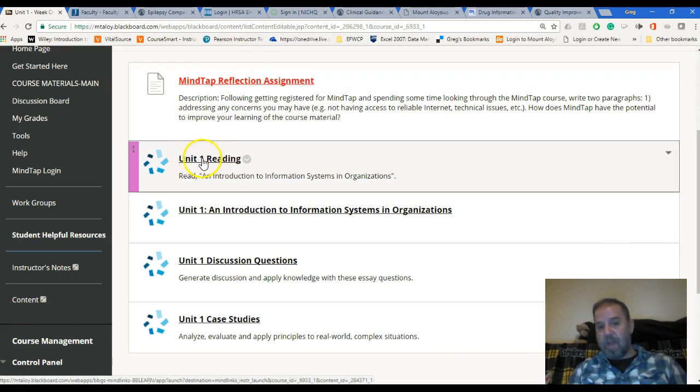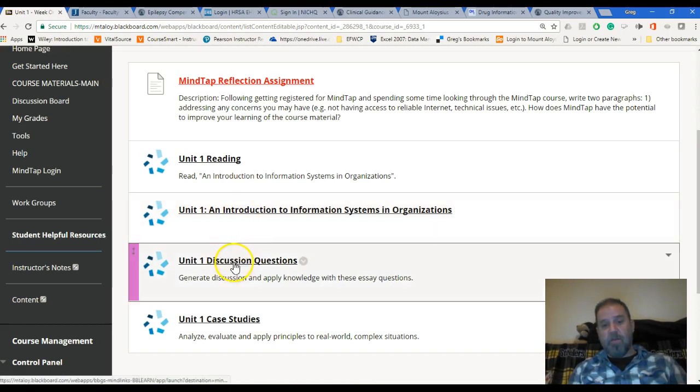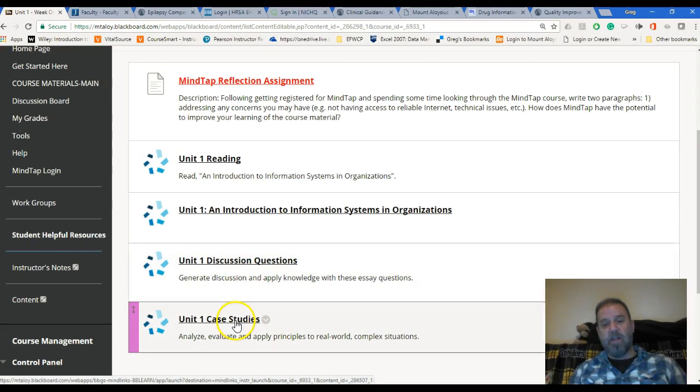This is the Chapter 1 reading. This is a link to the Unit Chapter 1 out in MindTap. This is what is due in MindTap. You have 2 assignments due in the first week in MindTap. One is discussion questions, and then the other one is Unit 1 case studies.